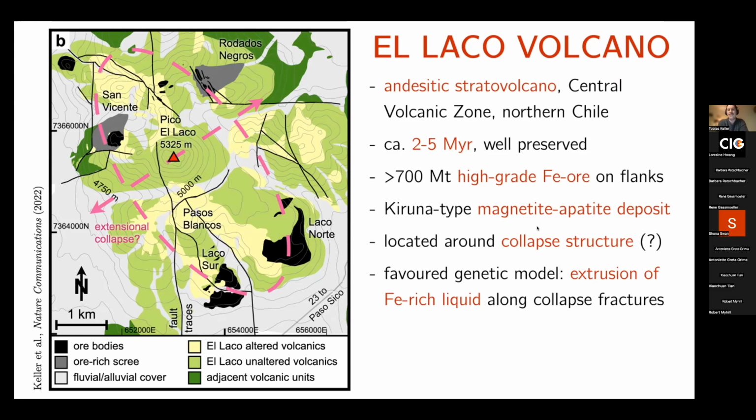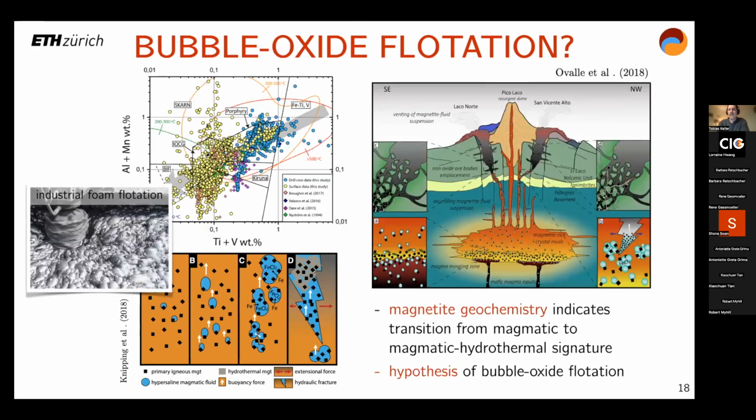And which is really our luck, because when they were prospecting it, they made some nice cuts in the landscape in Laco Sur, which gives us some nice exposure, but then they left it in peace so we can go and study it as geologists. So that's a fantastic circumstance. So all of this taken together gives us a favorite genetic model of extrusion of an iron-rich liquid along collapse fractures of this volcano. But what is the nature and source of that ore liquid?